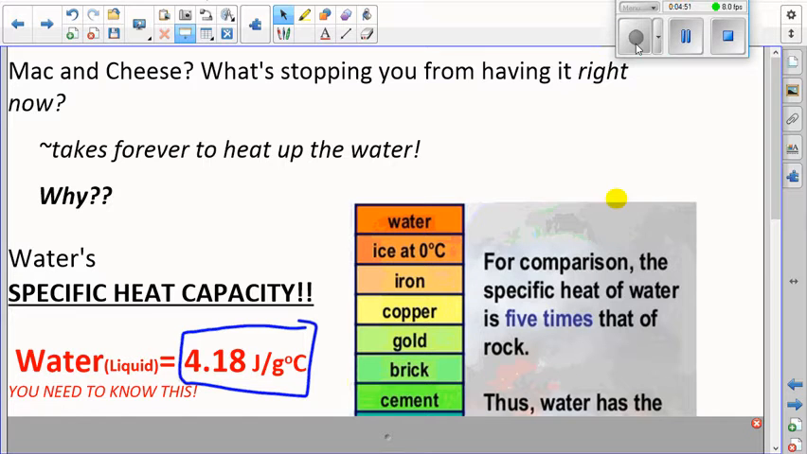4.18, 4.18, 4.18. Oh man, I'm just feeling like such a 4.18. 4.18, 4.18, 4.18.